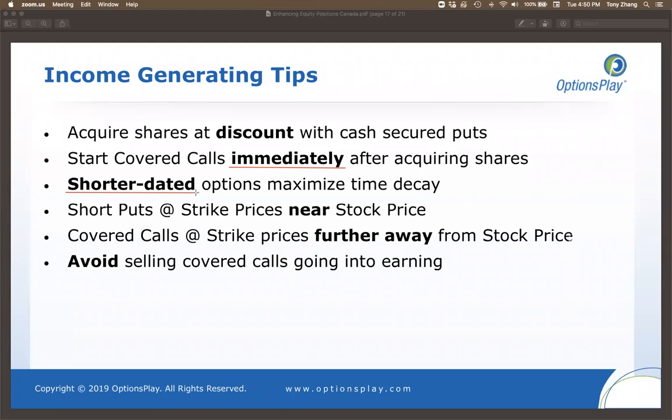When you're selling cash secured puts, you want to sell strike prices that are near the current price, so prioritize a high probability of owning that stock. Once you own that stock and you're ready to start selling covered calls, that's when you want to sell strike prices that are further away from the stock price, again, to prioritize that capital appreciation of the underlying stock. And lastly, you want to avoid selling covered calls going into earnings. So those are some of the tips for selling these types of strategies.